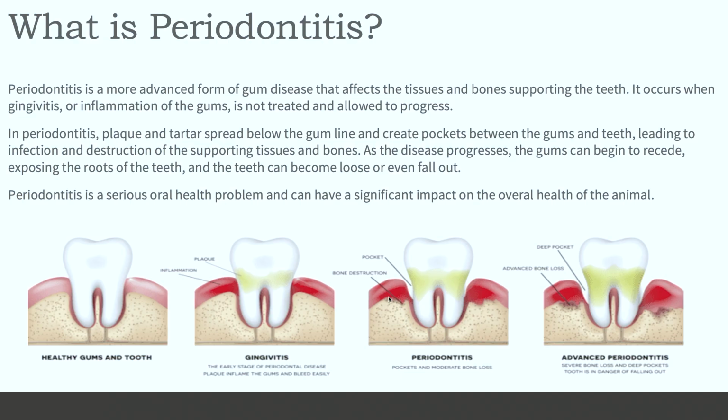So the bone has broken down here, and then you see what we call a pocket. So you get a little bit of that gum or gingiva receding away from the tooth, and then it advances to more severe bone loss with deeper pockets, which you can see over here, and that's when the tooth is in danger of falling out.